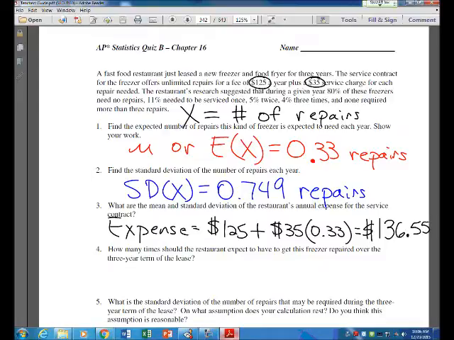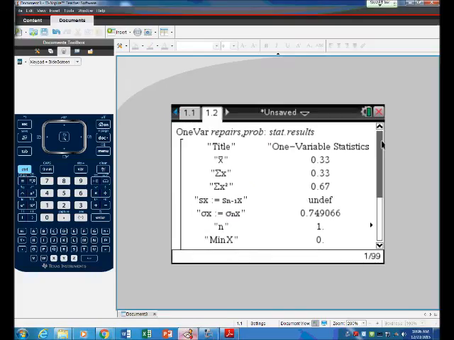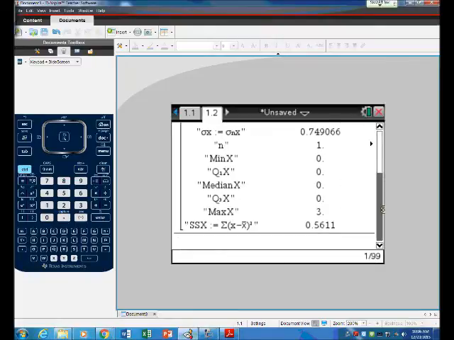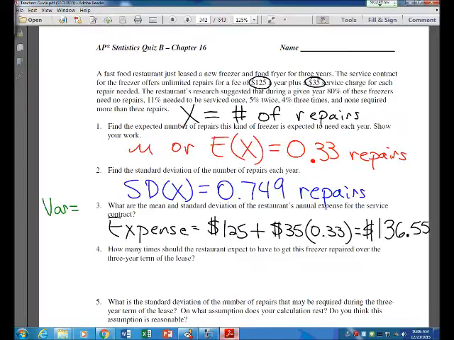Now for the standard deviation, remember we've always dealt with variances. So I'm going to start with finding the variance. To find the variance, go back to your calculator and scroll all the way down to the bottom. That last number is actually the variance. It says SSX, which means the sum of the squares of x. You can see the work that they did. They took the value, subtracted it from the mean, and squared it. So that's our variance, which is 0.5611. So they've already done the variance for us.